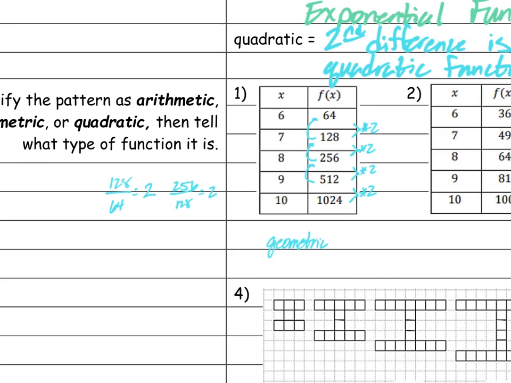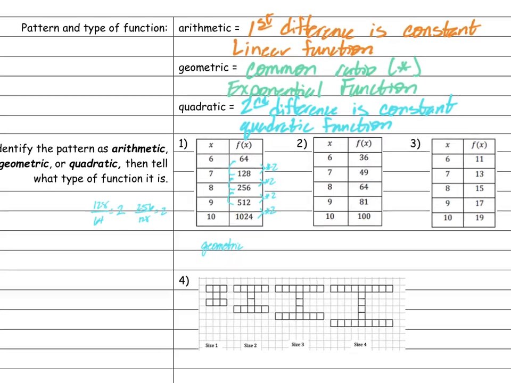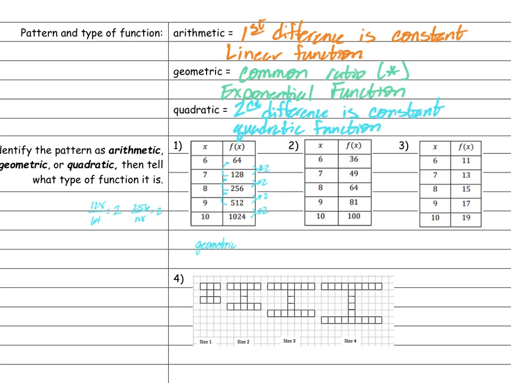Do I need to scroll back down so you can see up above? This is why we take notes, Ketlin. What type of function is it? No, that's what type of pattern, Ketlin. Geometric is what type of pattern. What type of function is it? So you go to where it says geometric, right? You can't see me pointing with my finger. So go to where it says geometric and read where it says function.